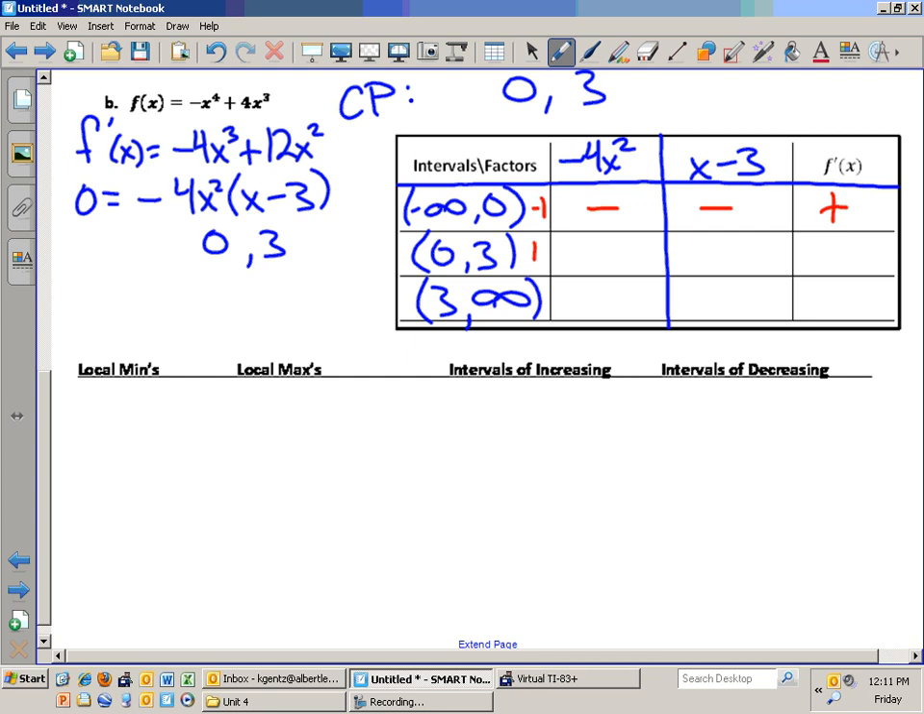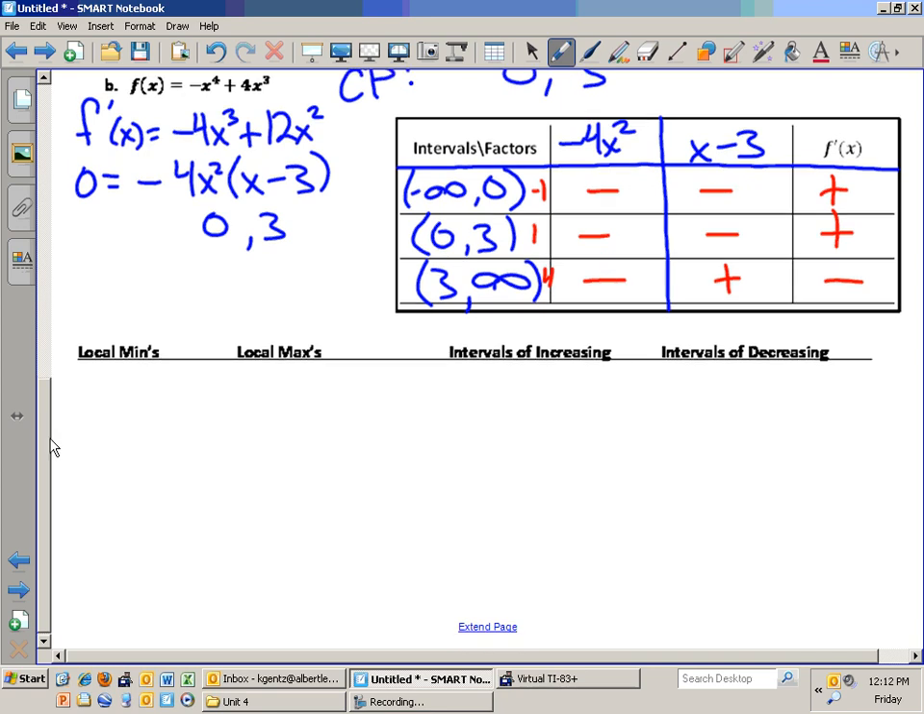-4 times 1 squared. Negative. 1 minus 3, multiply. So was there a sign change yet? No. So just because we have a critical point does not necessarily mean we have a change between increasing or decreasing. You'll understand when we actually view the graph. 3 to infinity, let's plug in 4. Positive or negative? Negative. 4 minus 3. Positive. Multiplying, you get negative. Very good.